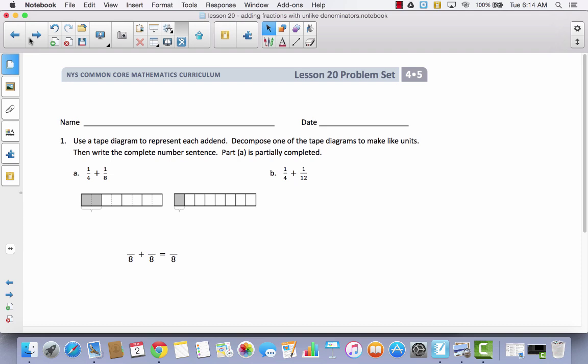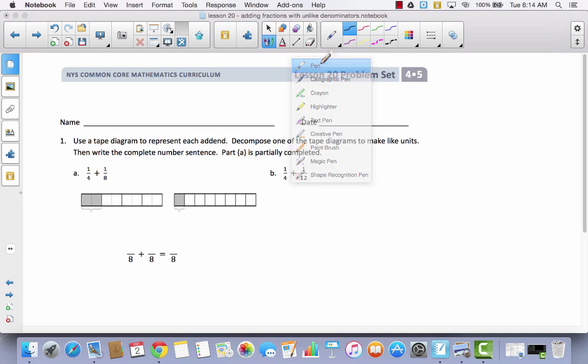So let's go ahead and get out our problem set. I want you to go ahead and write your name at the top, please. And then let's read the directions. Use a tape diagram to represent each addend.